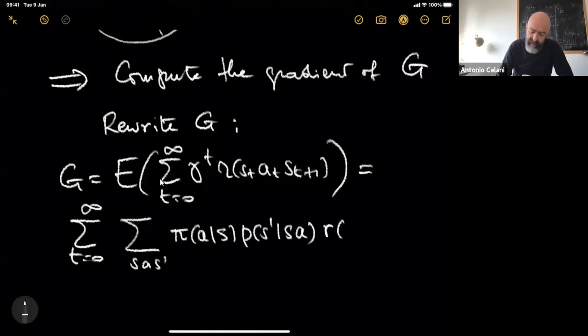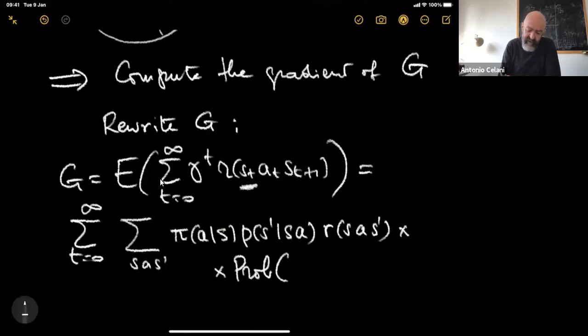Then there will be R(S, A, S prime). But what is left? I have to specify my probability of being in state S at time t. Let me write it explicitly. It's just the probability that S_t is equal to S, given that at the initial time my S naught is something like another S bar. Then I have to consider the probability of the point where I started from, and I have to sum over that.